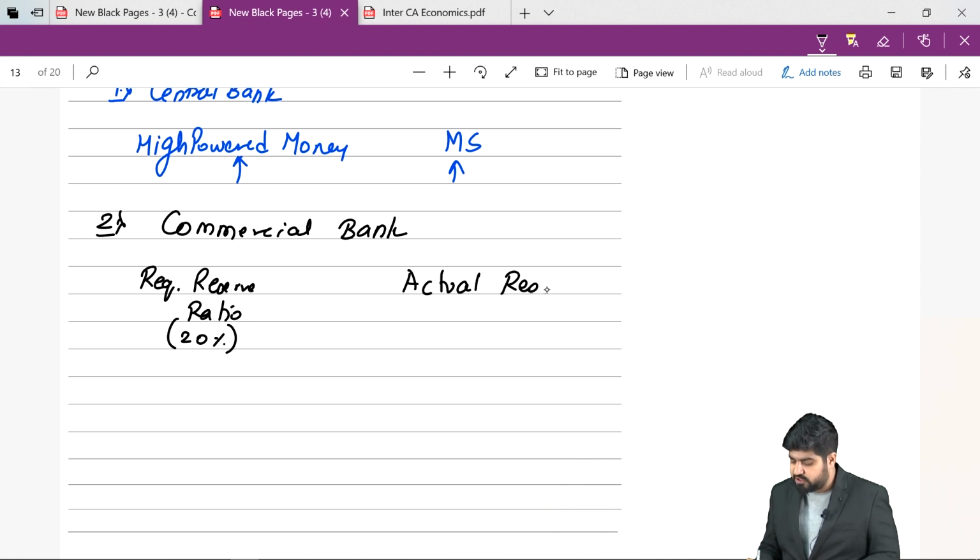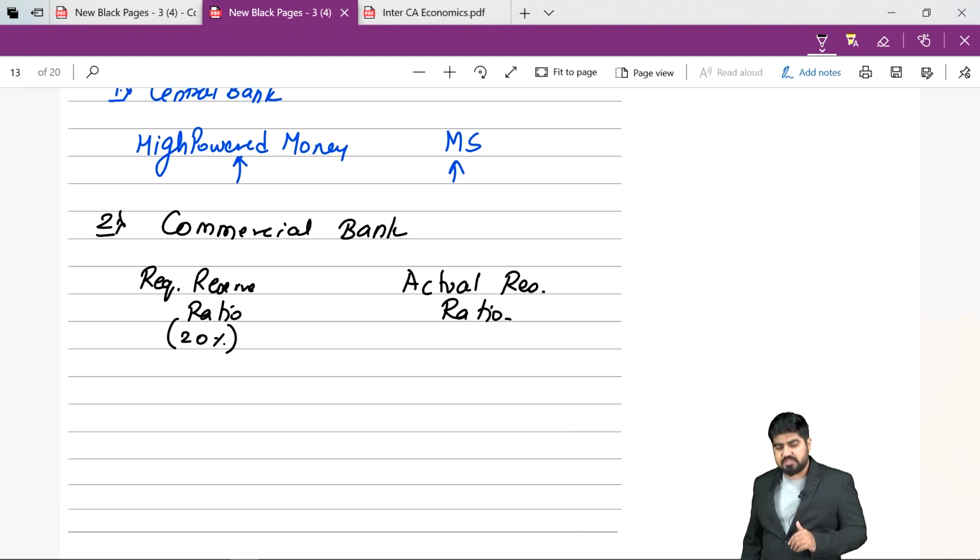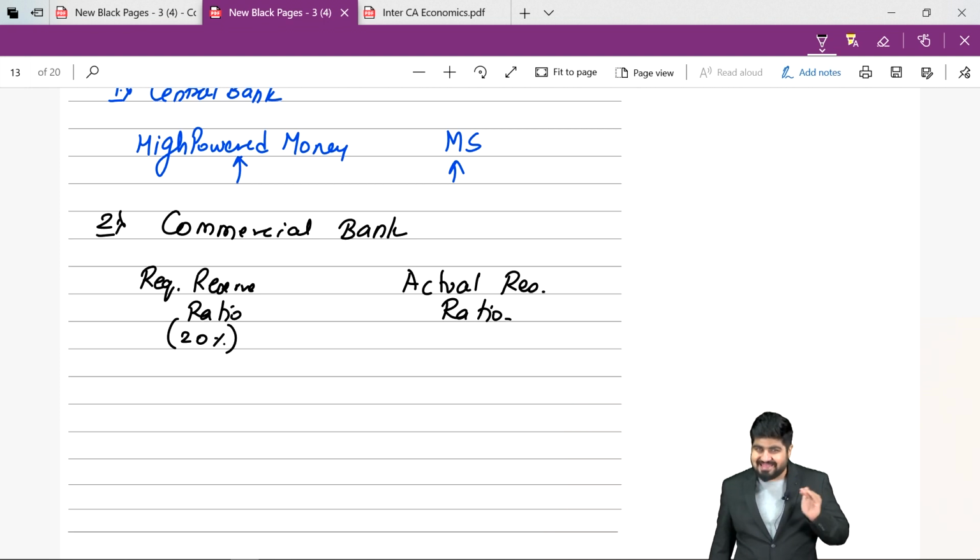Actual reserve ratio will be different than required reserve ratio. And why is that so, sir? I will tell you. Actual reserve ratio, see, it cannot be less than required reserve ratio. Do you agree to this?